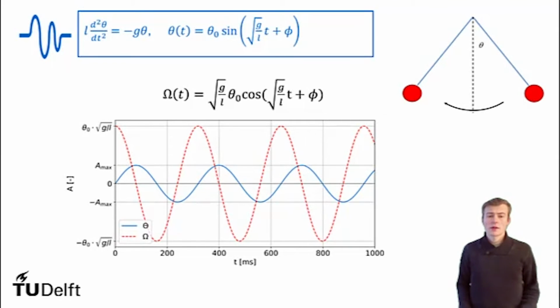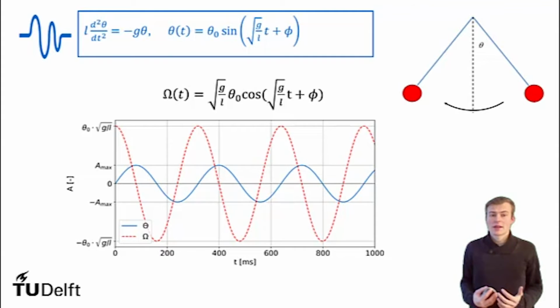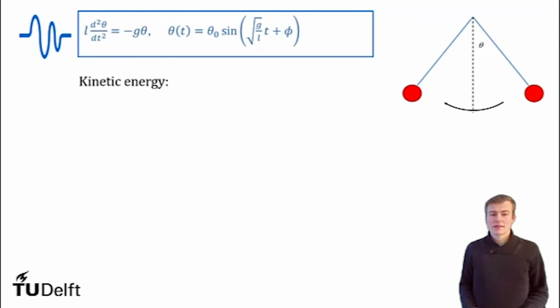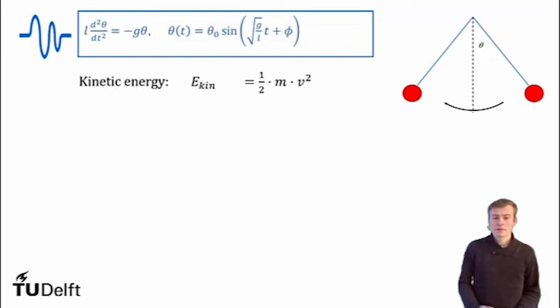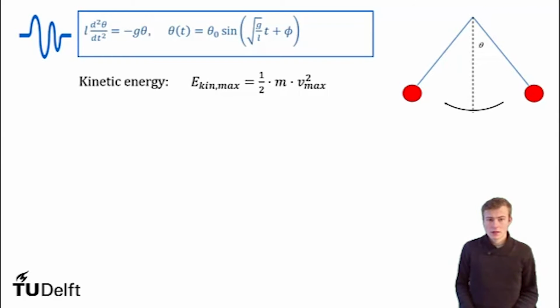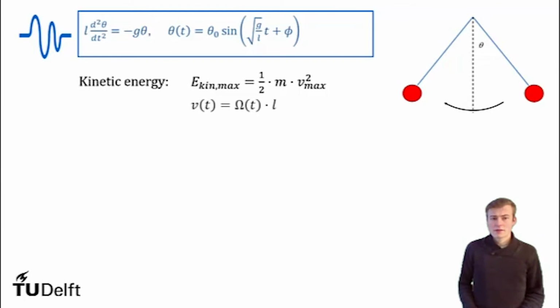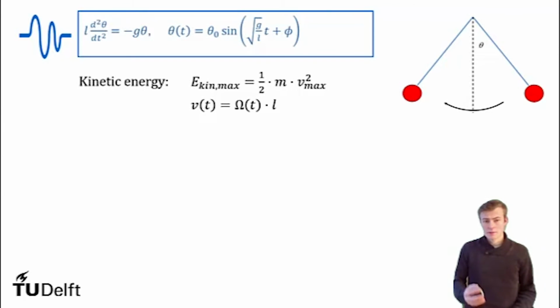So if you want to determine how high we can get with our swing, first we have to look at what maximum kinetic energy we can have. The kinetic energy is given by the formula 1/2 times mass times v squared. So the maximum kinetic energy is 1/2 times mass times the maximum velocity squared. But note that this is a linear velocity and we have angular velocity. It was given that the linear velocity is equal to the angular velocity times the length of the pendulum.